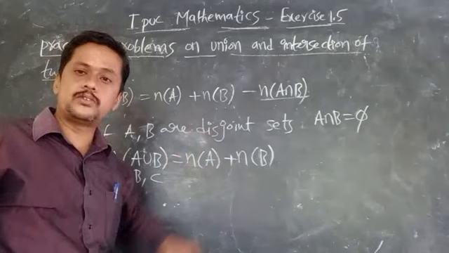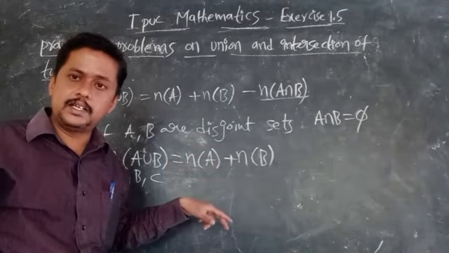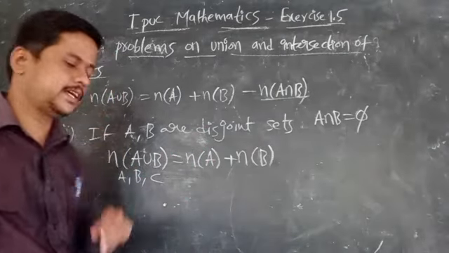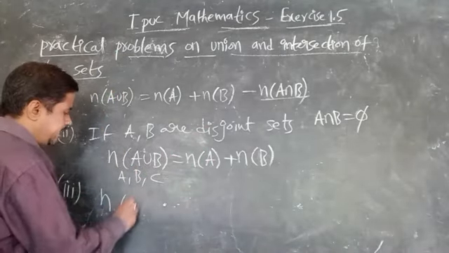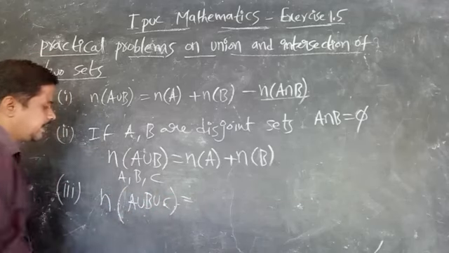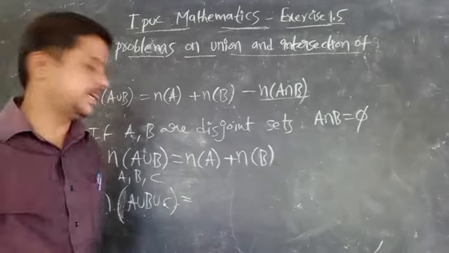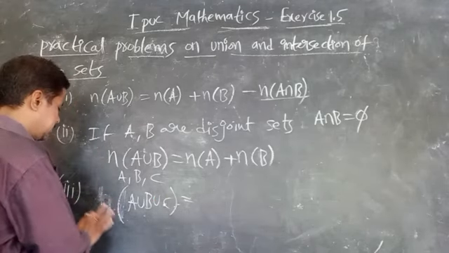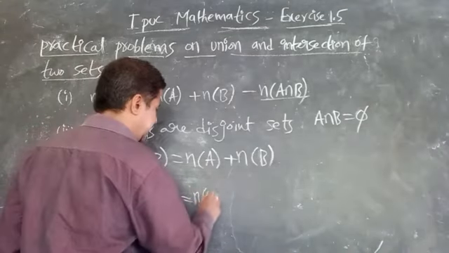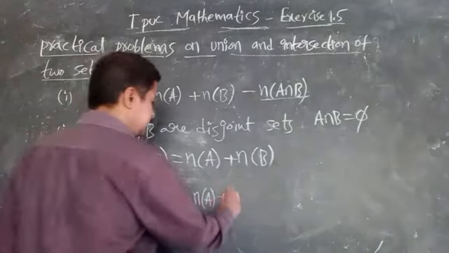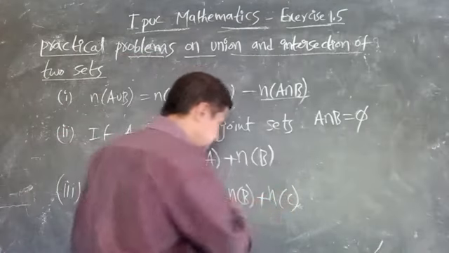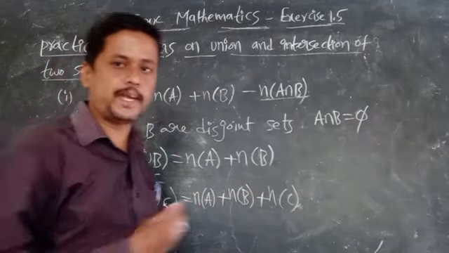Okay, next third one. So if A, B, C are three sets. Here only two sets were there; now we are discussing three sets. Okay. n of A union B union C is equal to what? What is the formula? Tell me. n of A union B union C is equal to n of A plus n of B plus n of C. Single terms over. Next double terms, minus.